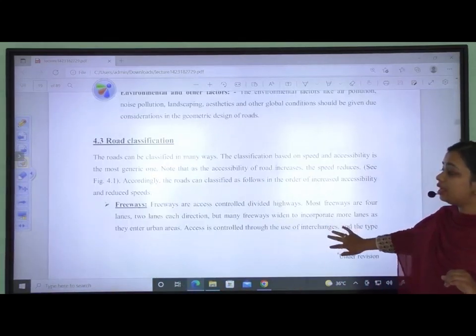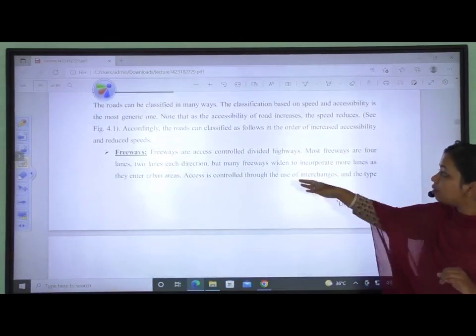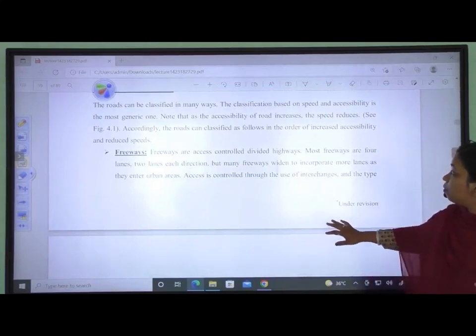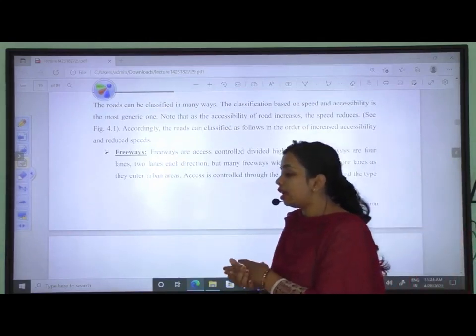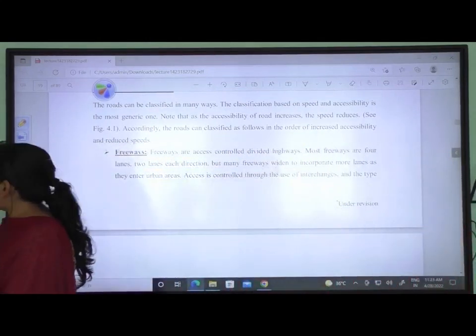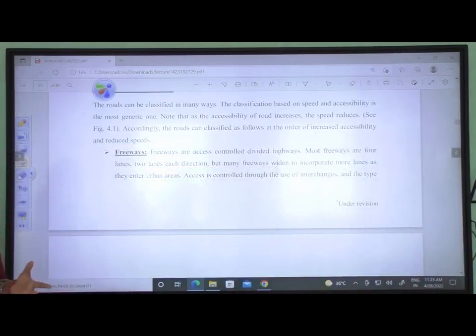Road classification: here it is mentioned freeway, or access controlled divided highway. Most freeways are 4 lanes, 2 lanes in each direction. When we are planning a roadway, we consider whether it is a national highway, a state highway, a major district road, an ODR that is other district road, or a village road. That particular criteria is followed by us when we design a specific road.